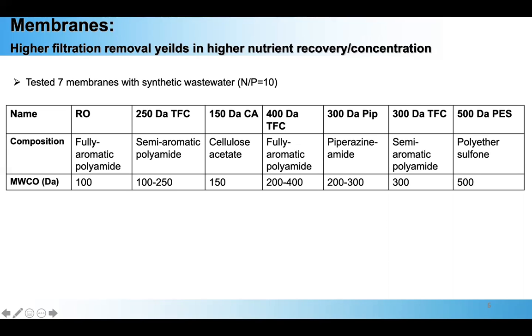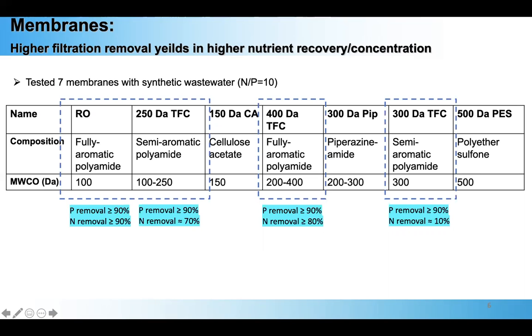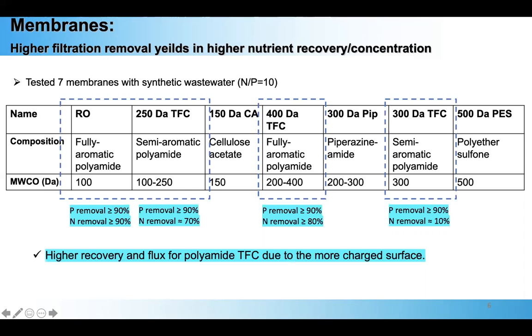Preliminary results: with filtering synthetic wastewater including nitrogen and phosphorus with an N:P ratio of 10, we found that polyamide thin film composite membranes have better removal, mostly because they are more charged on the surface. They can all remove phosphorus very well, because phosphorus is a large ion and also a negative ion. Some of them with very low pore size could remove nitrogen more effectively compared to the larger pore sizes.